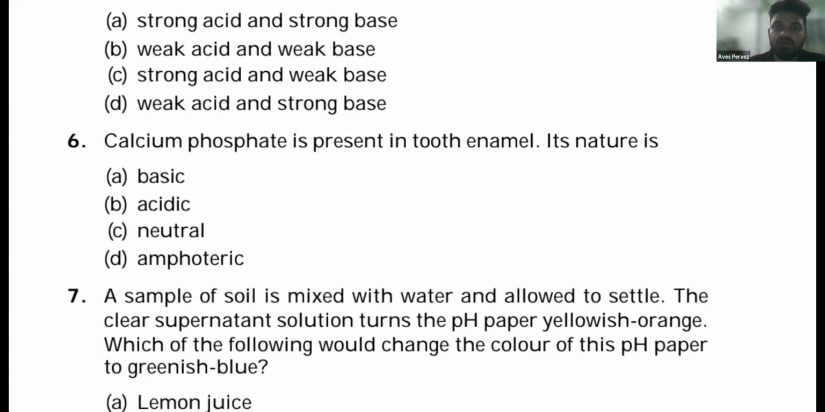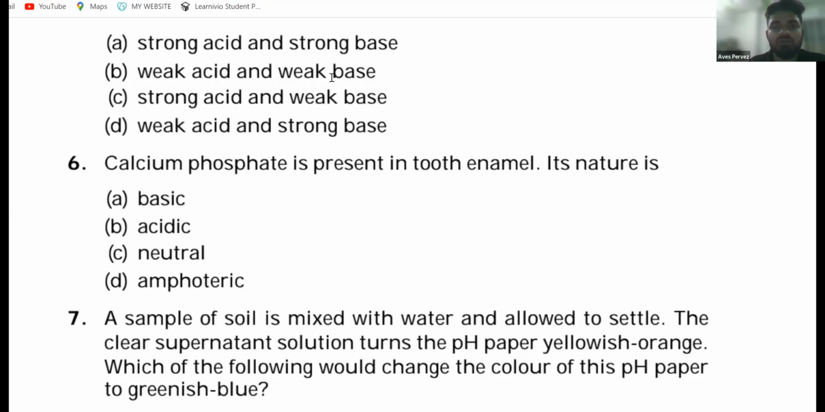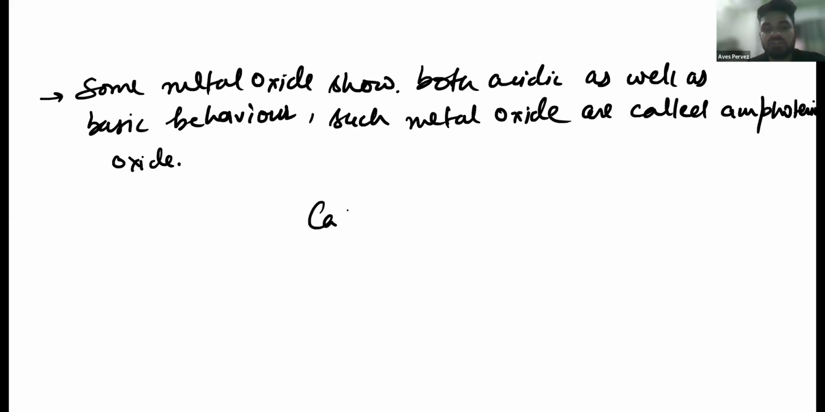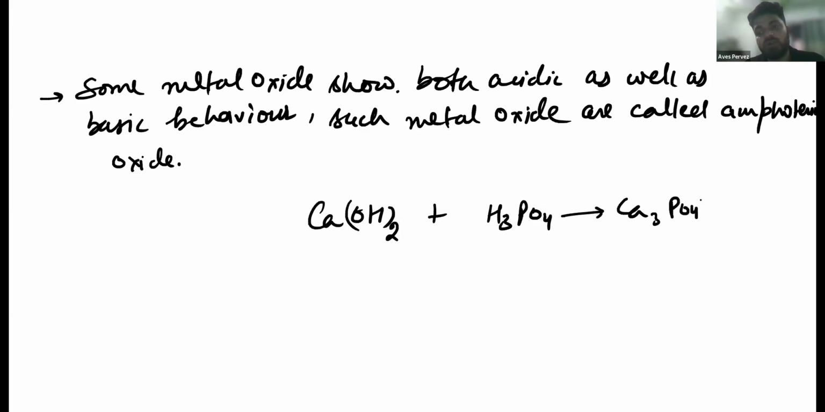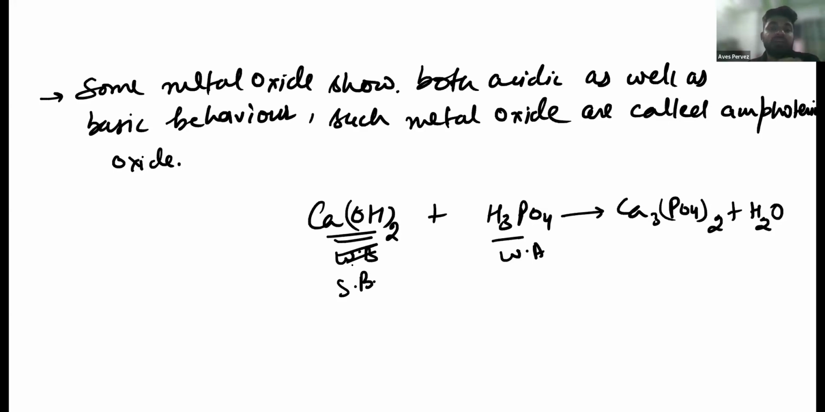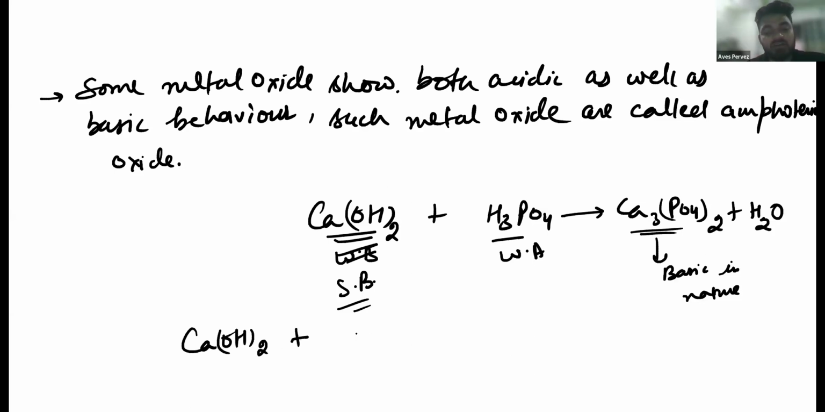Let me explain why. In the previous class, I told you that calcium hydroxide is a weak base, but it is not so weak that when it reacts with a weak acid like H3PO4, phosphoric acid, it will give you calcium phosphate, Ca3(PO4)2, plus water. So this is a weak base and this is a weak acid, but in front of a weak acid it behaves as a strong base. I especially asked you to write this statement in your copy. So calcium phosphate will be basic in nature, because of the strong base. But suppose we have calcium hydroxide reacting with H2SO4.